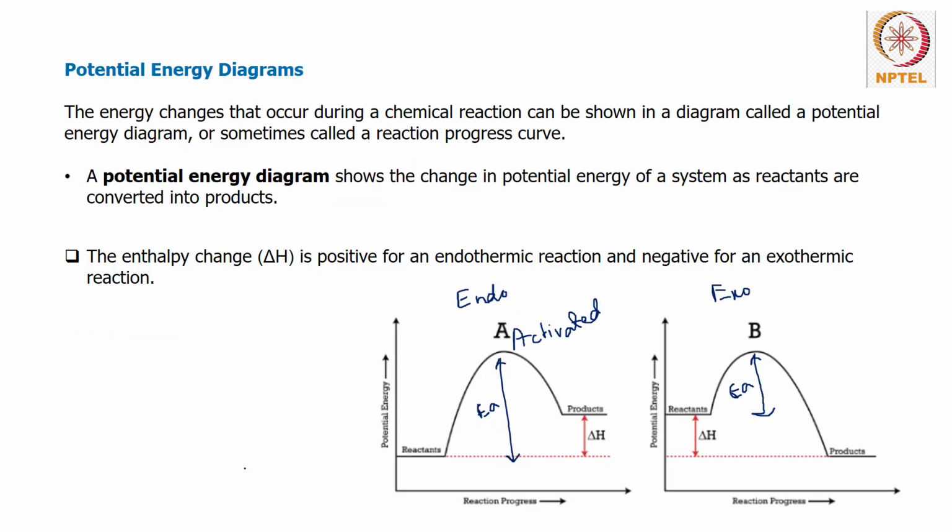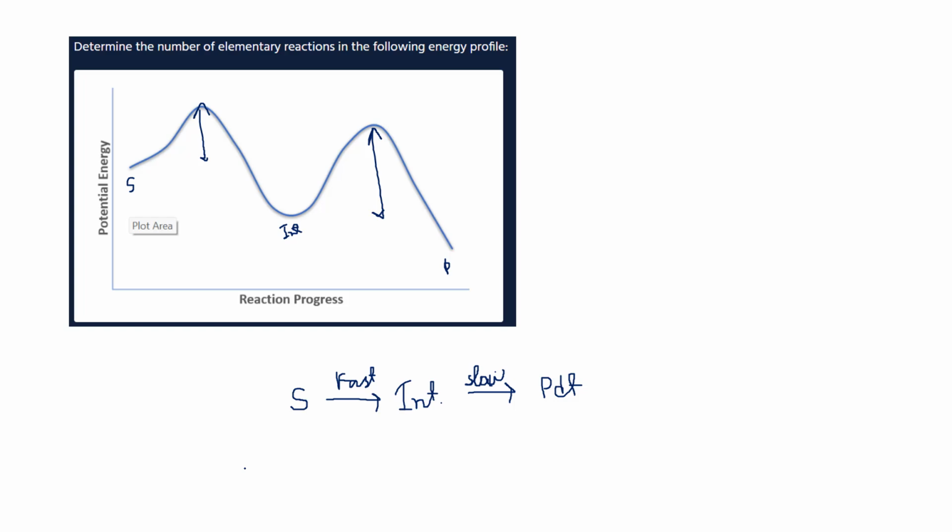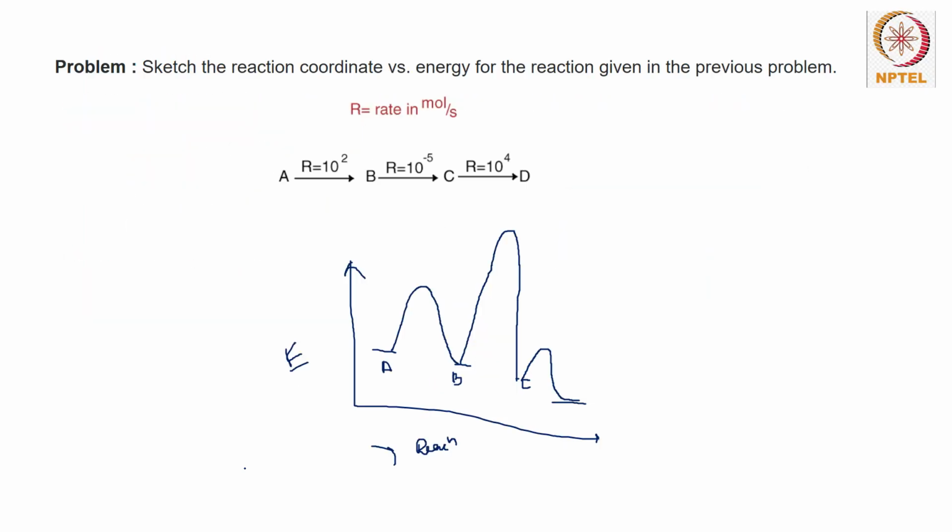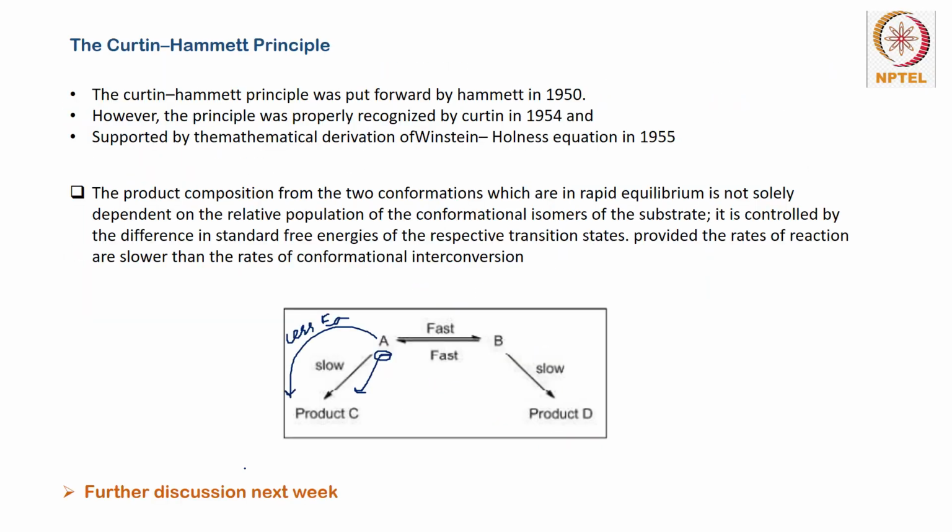Then we discussed rate law and potential energy diagram. We solved some problems also, on activation energy. And then we gave a recap of the Hammond principle, which we discussed in the next class.